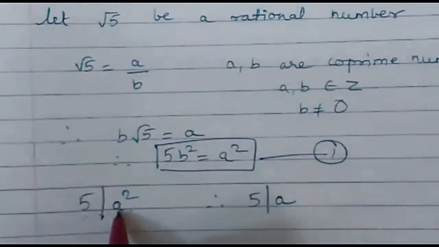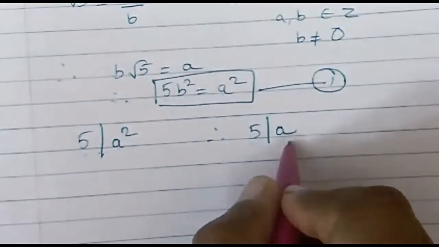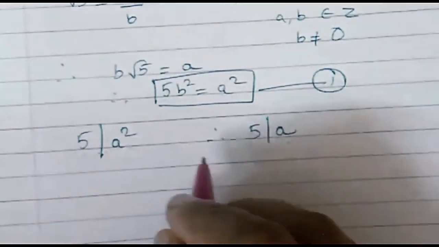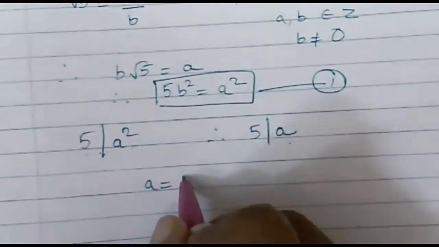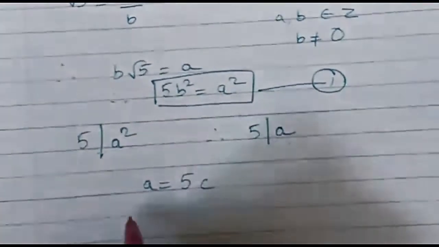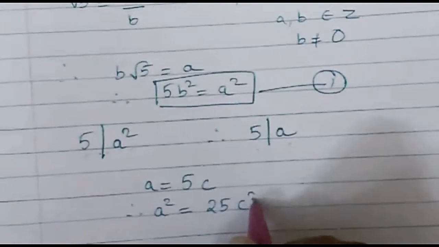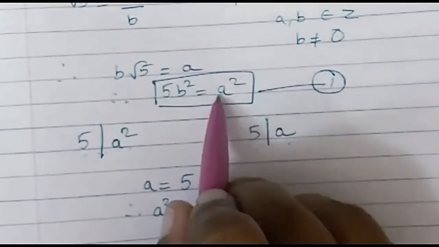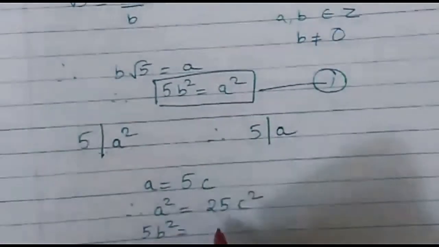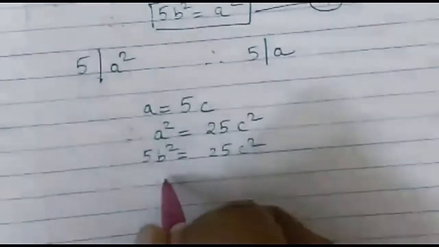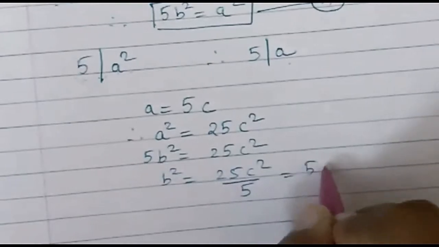If 5 divides a square, then 5 will obviously divide a. If 5 is a factor of a, we can write a is equal to 5 into c, some new number. And therefore squaring both the sides, we will be getting a square is equal to 25c square. Now by result number 1, what was a square? It was 5b square. So in place of a square, I write 5b square is equal to 25c square, and so b square is equal to 25c square upon 5, which is equal to 5c square.